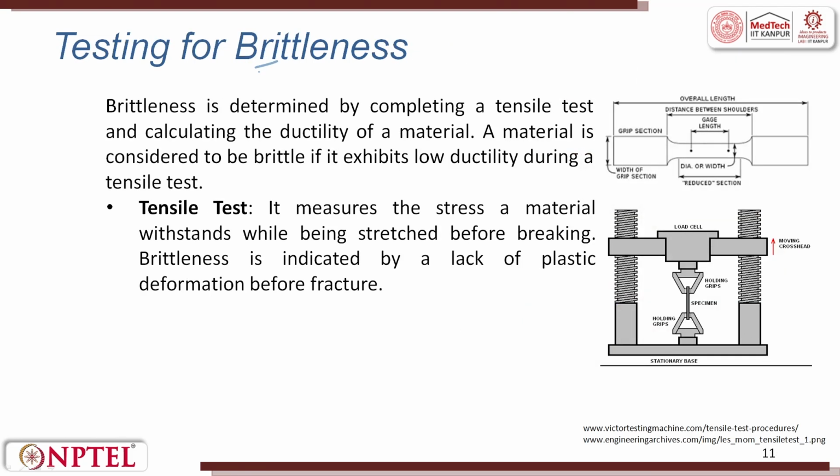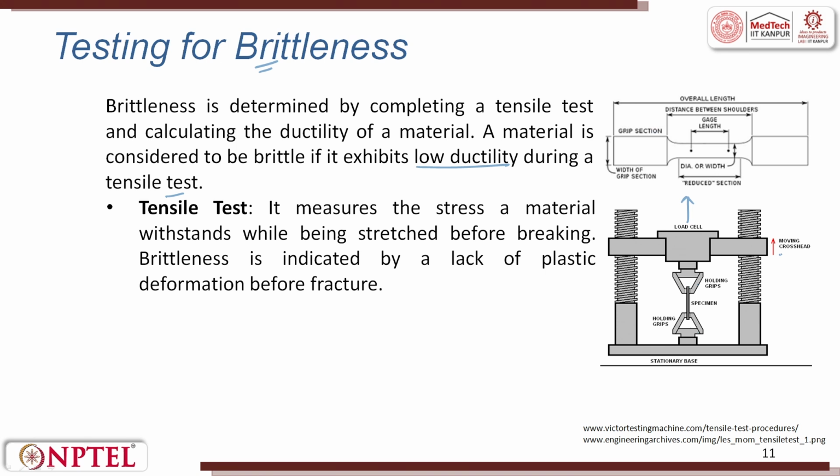So, for identifying brittleness, we always try to do a tensile test. Brittleness is determined by completing a tensile test and calculating the ductility of the material. A material is considered brittle if it exhibits low ductility during the tensile test. As I discussed in the previous lectures, in a tensile test you have an upper jaw and a lower jaw, which are used to hold the specimen. The lower jaw is fixed to the frame. The upper jaw is given a strain rate, or a feed rate, through which it holds the sample and pulls in the top direction.